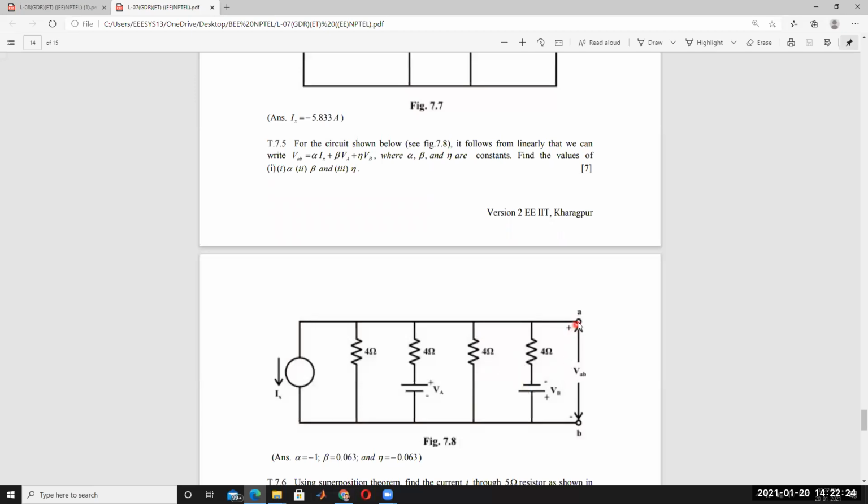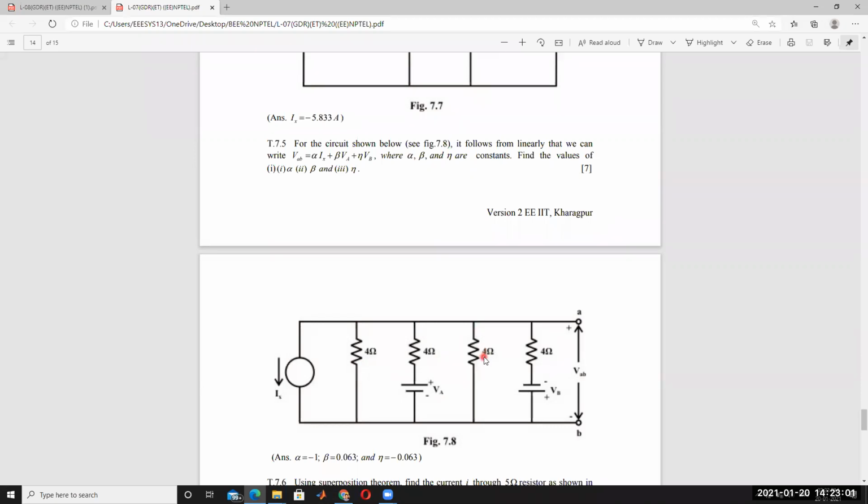Whatever voltage appears across the A and B terminals is called VAB, and the same voltage is here, here, and here. All these voltages are the same. Here to here VAB, here to here VAB. That means apply nodal analysis here. You know well how to find the equations by using nodal analysis. Here VAB by 4, am I right or not? Plus VAB minus VA by 4. Am I right or not?